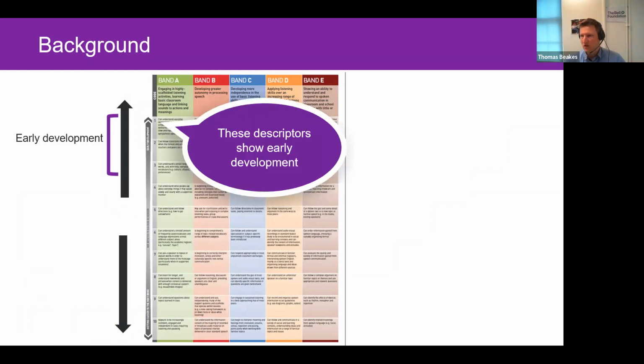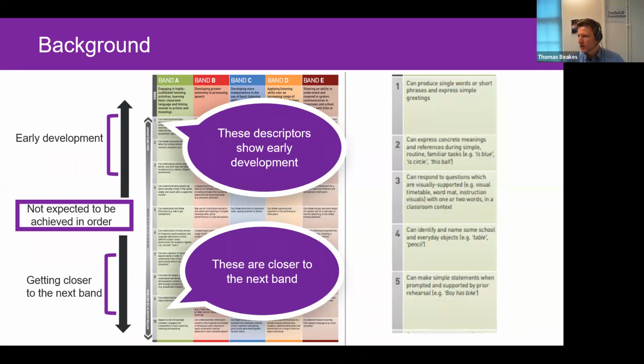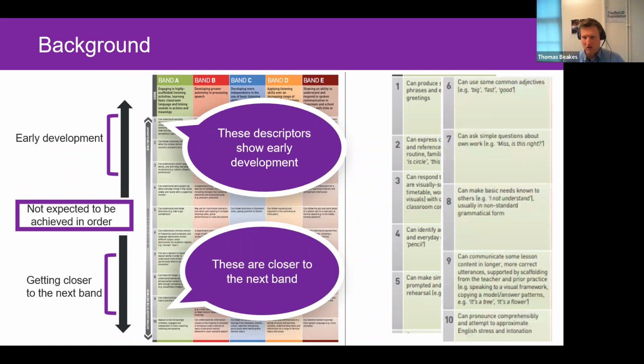So you'll see across the top, band A, B, C, D, and E, and then there's 10 descriptors within each band. And a few things you should know is that those earlier in the band show early development. Those later in the band are getting closer to the next band. But it's really important that we don't expect these to be achieved in order. Language development is too messy, and every individual is different. So this is just very approximate. It's not expected that they go A 1 2 3 4 5, then B 1 2 3 4 5, or anything like that. And as you can see from this example, these are some speaking descriptors at, I think, band A. The very first one is quite basic, you know, can produce single words and phrases. And then if you look at 9 and 10 there, you can see that it's a little bit more complex. That's basically the structure of the framework.